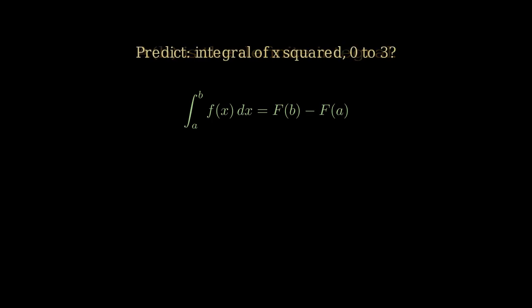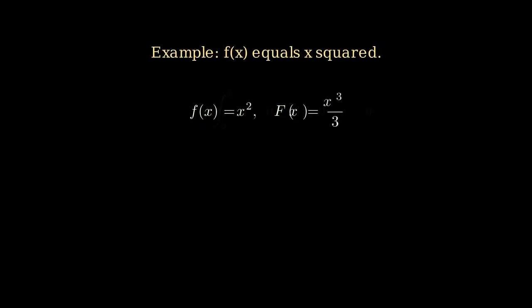Before we plug in real numbers, pause again and make a prediction. If f of x equals x squared and we integrate from 0 to 3, what number do you think we'll get out at the end? Keep that guess in your head. Let's verify both parts with a simple example. Take f of x equals x squared. An antiderivative of x squared is F of x equals x cubed divided by 3, since the derivative of x cubed over 3 is x squared, matching f of x exactly.